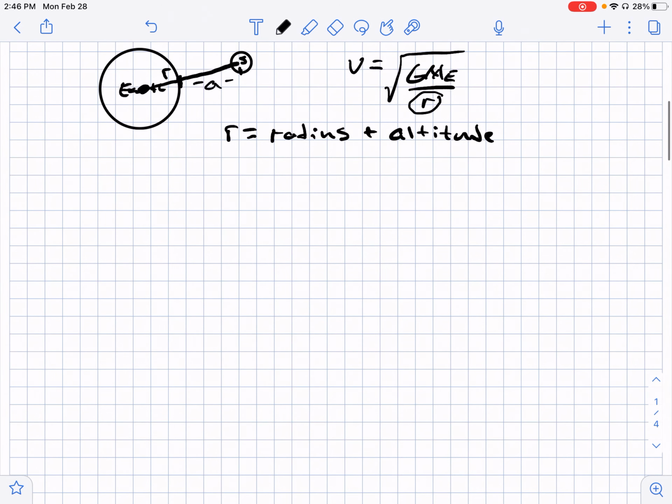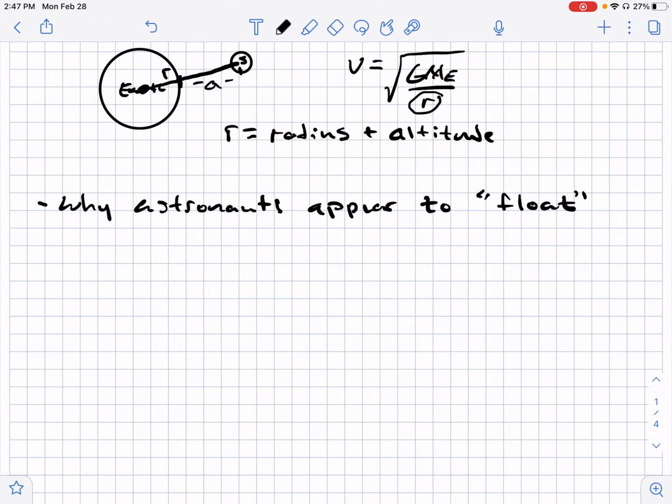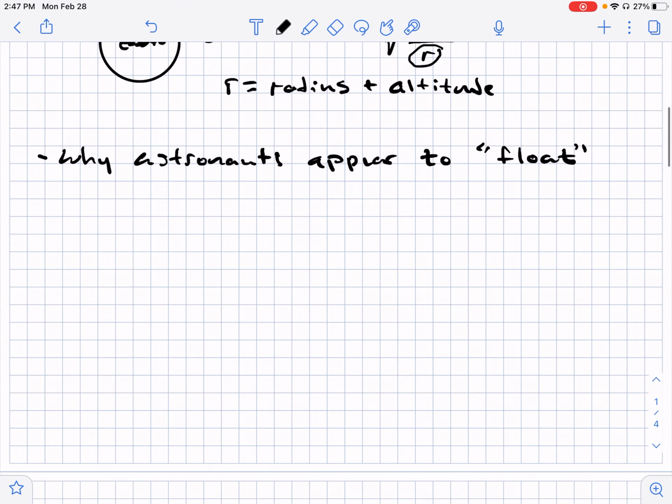All right, another thing we're going to talk about is we're going to try to understand why astronauts appear to float. If you see videos of astronauts, they're floating, or at least it looks like they're floating. And a lot of times we say, oh, there's no gravity, and that's why they're floating. But that's not necessarily true. So let's look at an elevator example real quick.